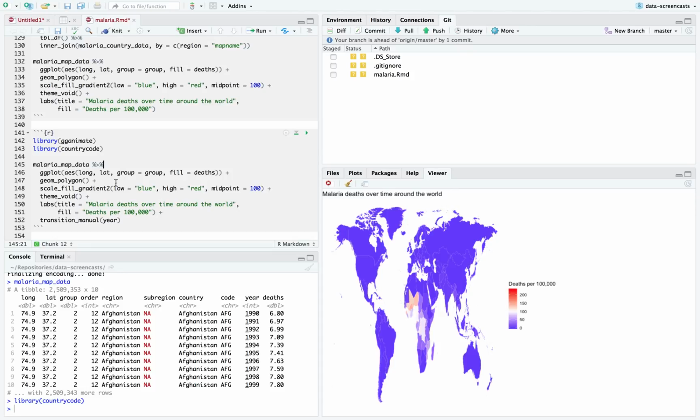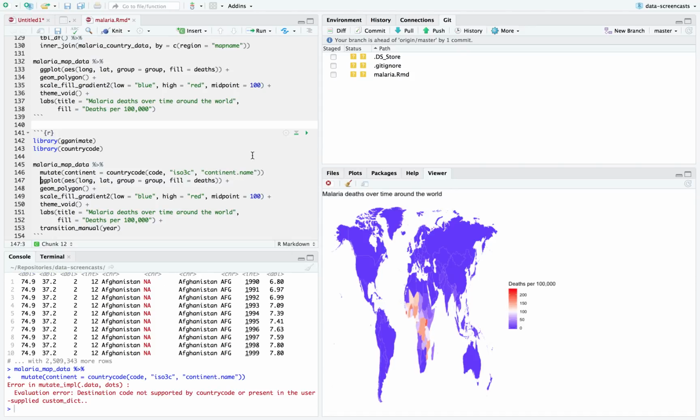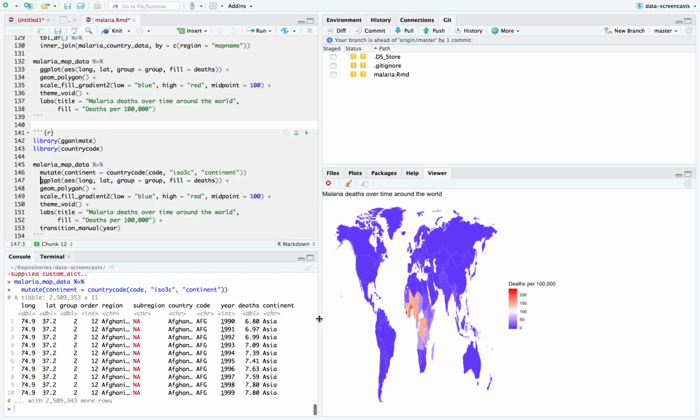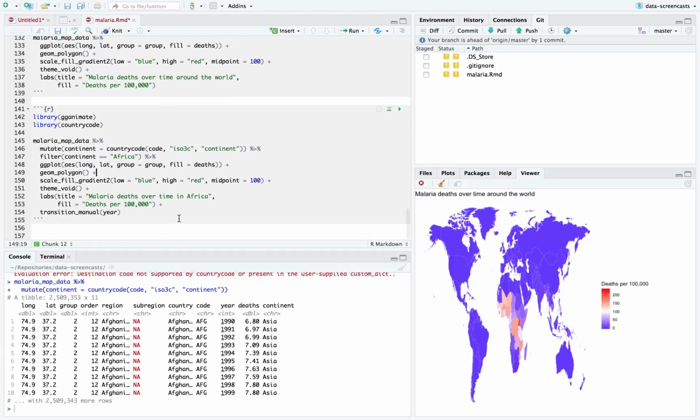There's the countrycode package, which has the ability to turn a country code or name into a continent. I believe it's countrycode, and then I say code, comma, iso3c, comma, continent. Oh no, not continent.name, continent. There it is. Aha. So now I see Afghanistan is in Asia. If I filter only for continent equals Africa, and I change the graph as a result, this might be a more informative graph.